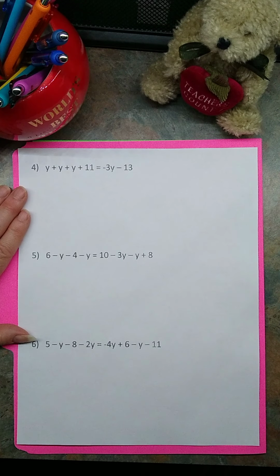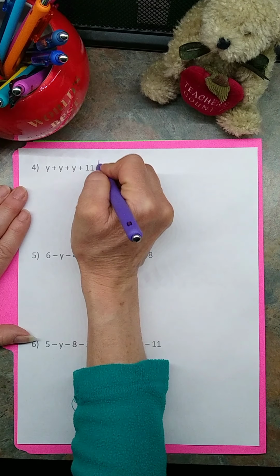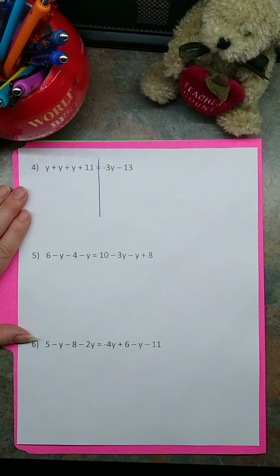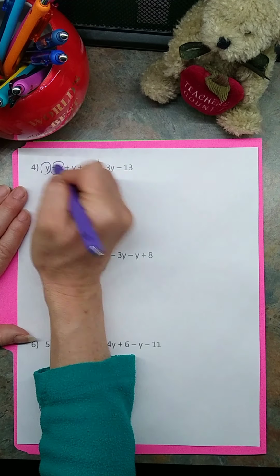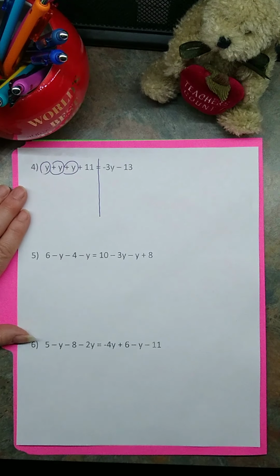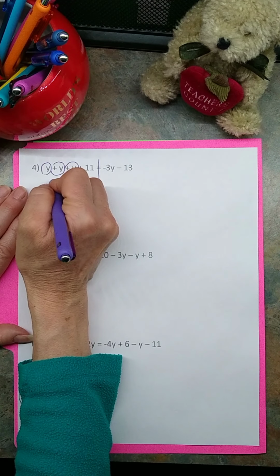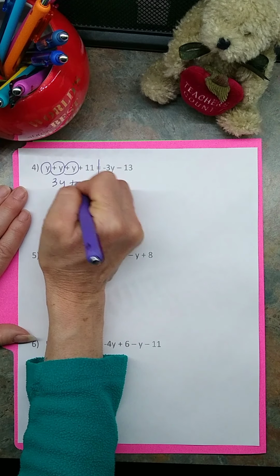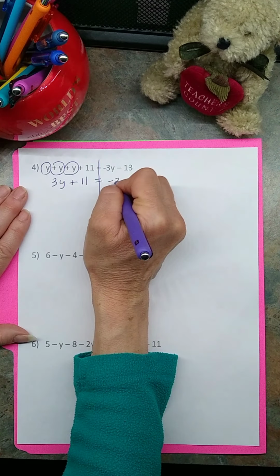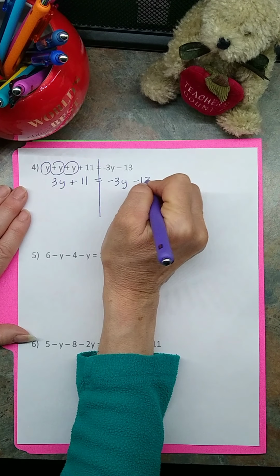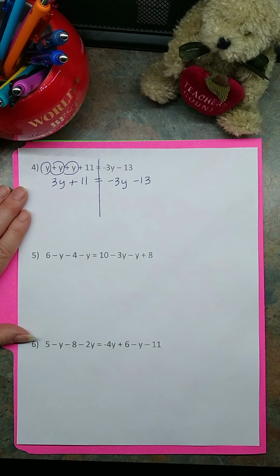Try number 4. Divide the problem in half at the equal sign. Simplify the right and simplify the left. Y plus y plus y, that gives you 3y. The right side is already simplified. Okay, double check that the right and the left are both simplified. They are. So now it's time to choose your letter side, number side.